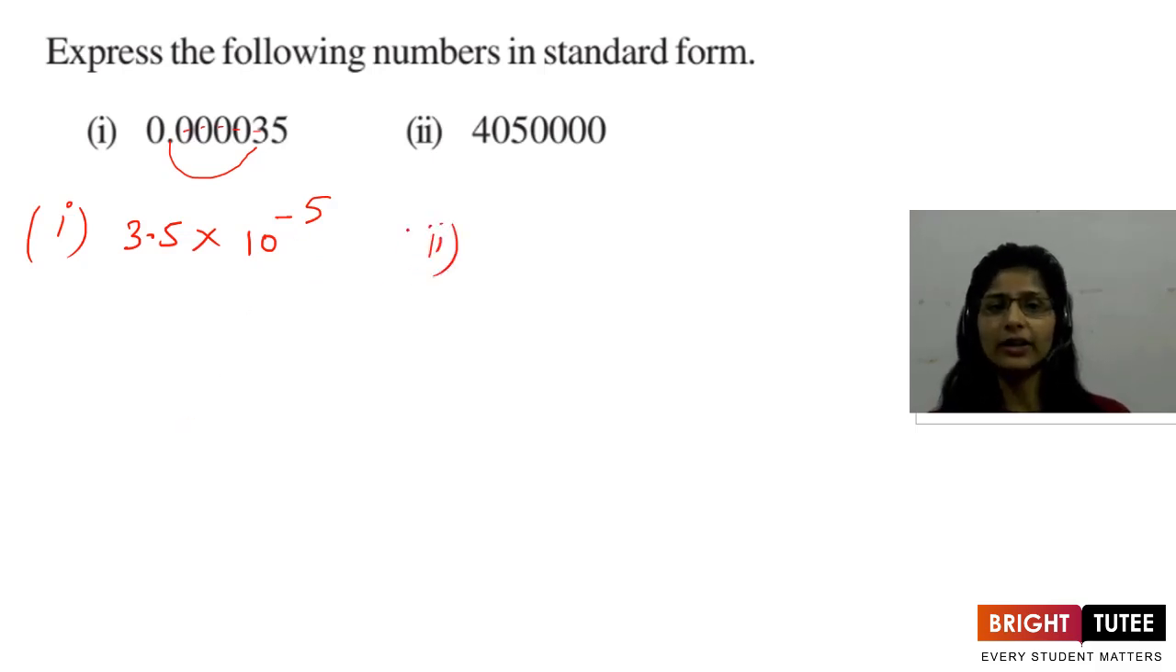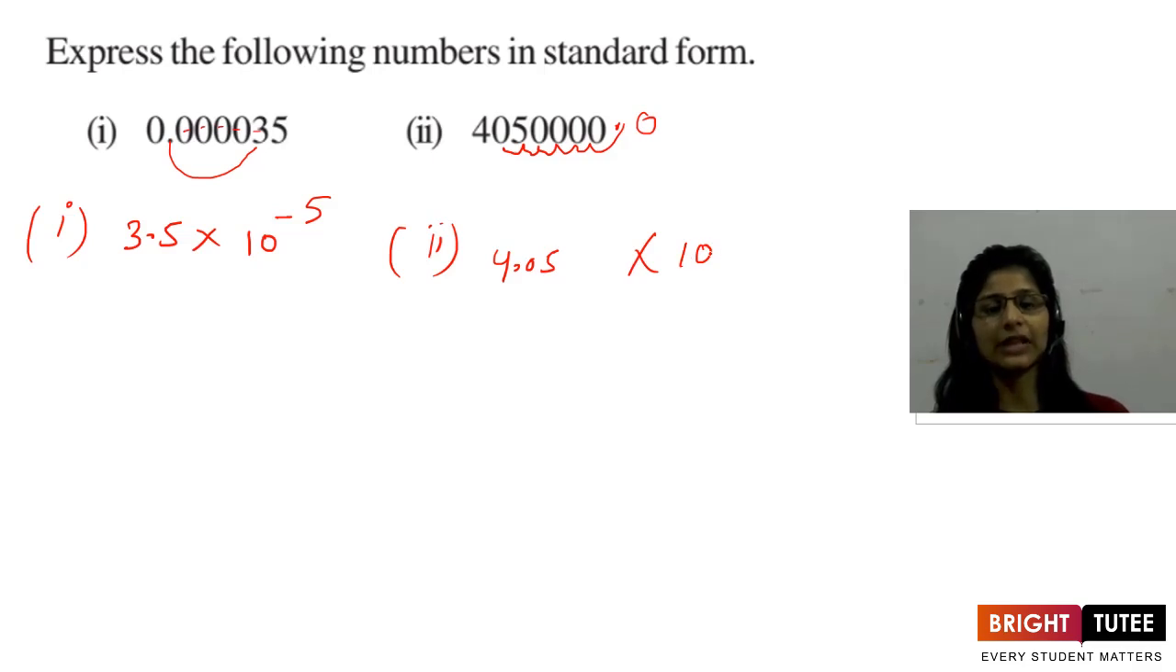In the second one, we have 4050000. So suppose the decimal is after this. How many places will we shift towards left? If we are shifting towards left, 10 to the power positive number will come. So 1, 2, 3, 4, 5, 6. So 4.05 into 10 to the power 6, places we have shifted, so plus 6 will come. Right? How many places? 1, 2, 3, 4, 5, 6.